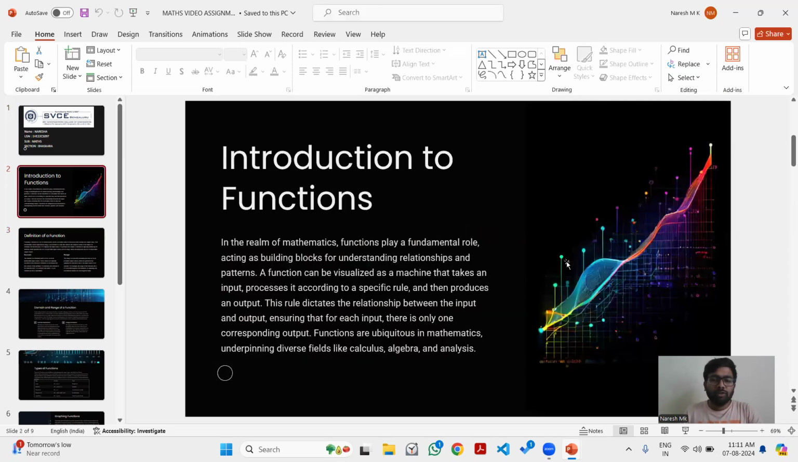Today I will discuss an introduction to functions. In the realm of mathematics, functions play a fundamental role, acting as building blocks for understanding relationships and patterns. A function can be visualized as a machine that takes an input, processes it according to a specific rule, and then produces the output. This rule dictates the relationship between input and output, ensuring that for each input there is only one corresponding output. Functions are ubiquitous in mathematics, underpinning diverse fields like calculus, algebra, and analysis.